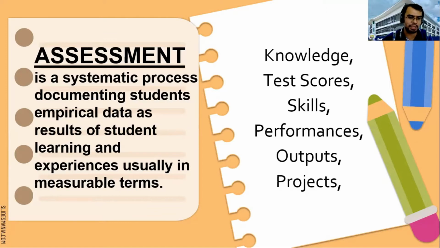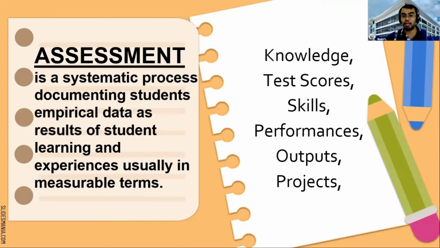Empirical data means these are the true data based on test scores of the students as a result of their educational experiences. And usually these are in measurable terms. So for example, the knowledge as converted into test scores, the skills, performances, outputs, projects, behaviors. So these are the usual things that we document about the student.